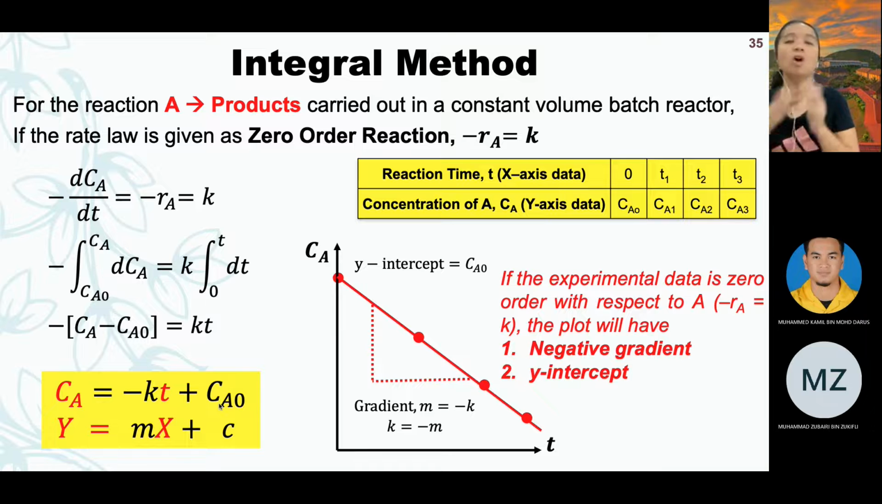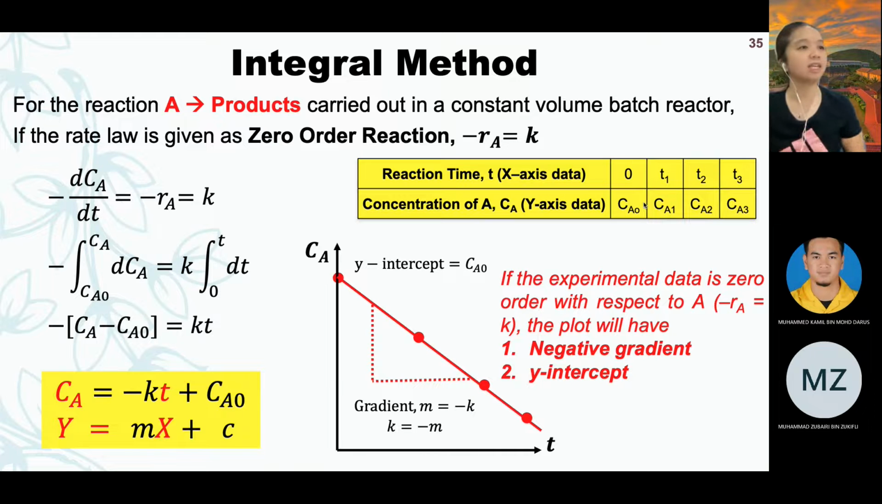Kan saya dah kata, only and only if reaction kamu zero order. Okay, hanya bila kalau reaction kamu memang betul zero order and you plot the graph of CA versus time according to the equation. So katakan dalam kes ni kamu ada 4 bacaan, kita ada 4 point. Kamu plot CA versus time. Kalau reaction kamu zero order, your plot will have these 2 characteristics. Dia mesti memenuhi, fulfill these 2 characteristics.